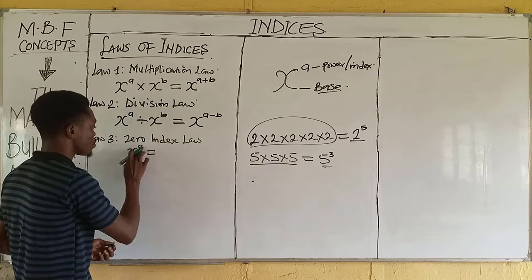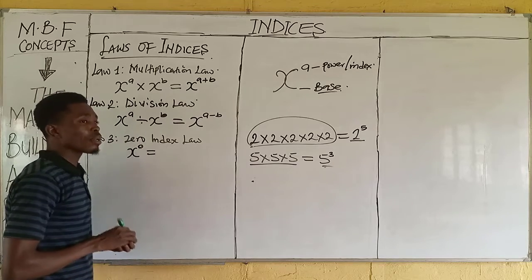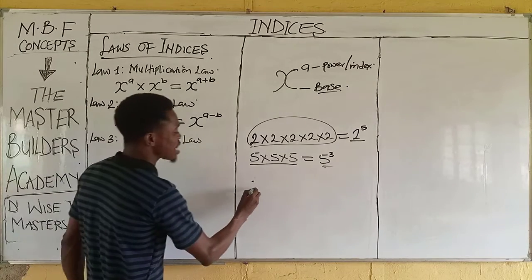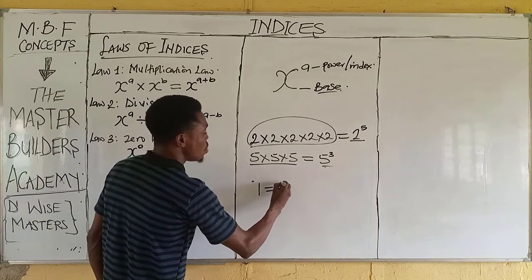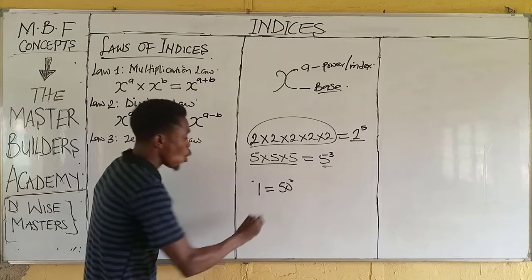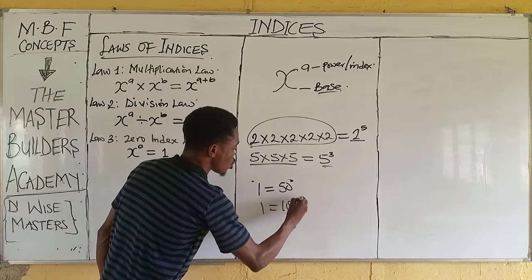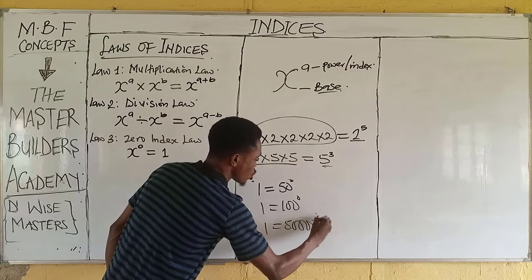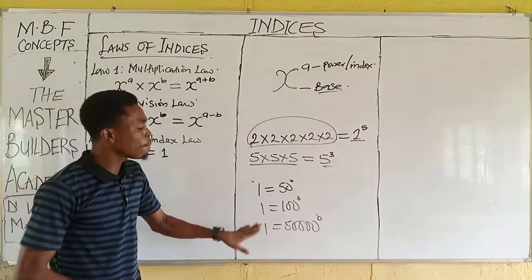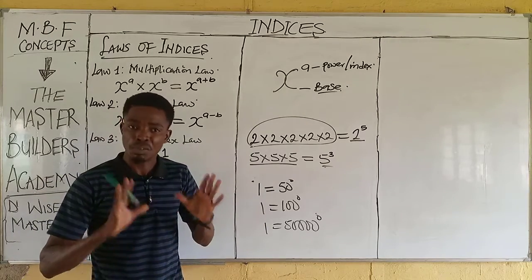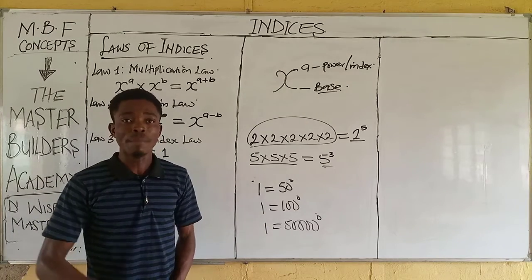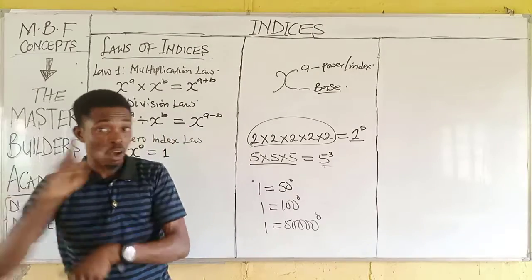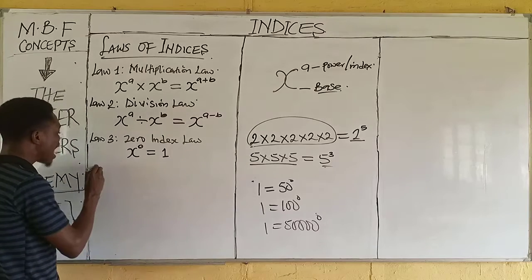And in indices, generally in mathematics, anything raised to the power of 0 equals 1. Similarly, 1 is equivalent to 50 raised to the power 0. 1 is equivalent to 100 raised to the power 0. 1 is equivalent to 5,000 all raised to the power 0. I can replace 1 with anything raised to the power of 0 in mathematics for me to be able to relate it to other parameters or figures that are given. Hope you are here. Now next, we have law 4.